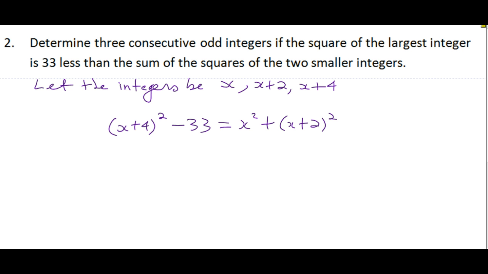Okay, so does that seem to match up with the words there? So the square of the largest integer is 33 less than. Oh, so no, I don't want to subtract 33, do I? I want to add 33, because it's 33 smaller than the sums of the other 2, right? So I don't want to make it smaller. It's already smaller. I'm going to have to add 33.